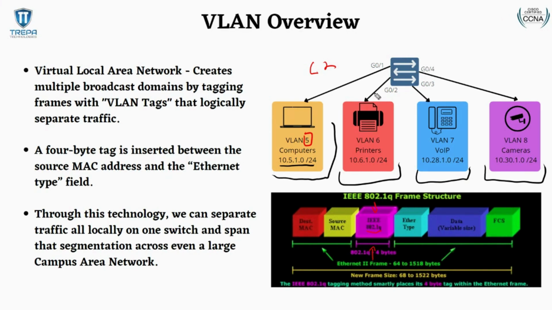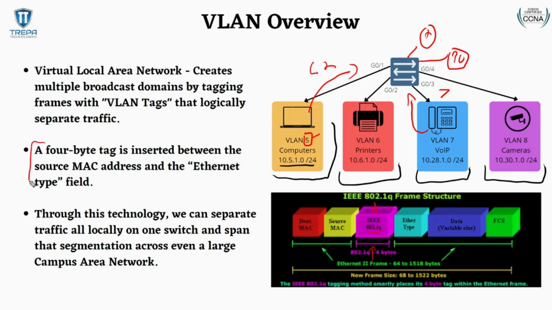So when this switch receives traffic, it's going to tag traffic from, let's say, this computer here with that 802.1q header, and it's going to correlate to that VLAN ID. So then when that traffic maybe has to go up to a router or to another switch, all traffic coming from that computer is logically separated from, let's say, these printers or this VoIP system, which is going to be tagged with an 802.1q header with an ID of 7.